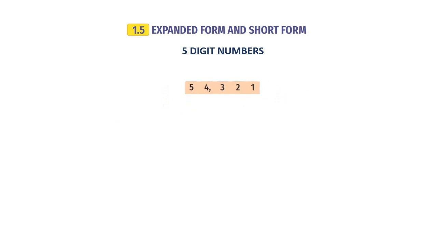Let us take an example, 54,321. This number is written in the short form. To write the number in expanded form, write the place values of all the numbers.